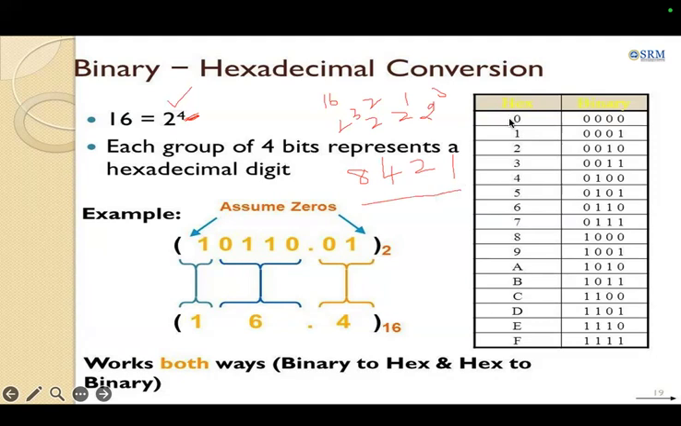Any hexa number, 0 in terms of binary with 4 bits, can be represented by using 0000. 1 will be represented as 0001. 2 will be represented as 0010. Similarly, all the values from 0 to F can be represented in binary using this 8421 code. So F will be represented by what? All ones. Because 8 plus 4 plus 2 plus 1 will be 15. So if we give 1, 1, 1, 1 in all positions, it will become 15. It's equivalent to the F value.